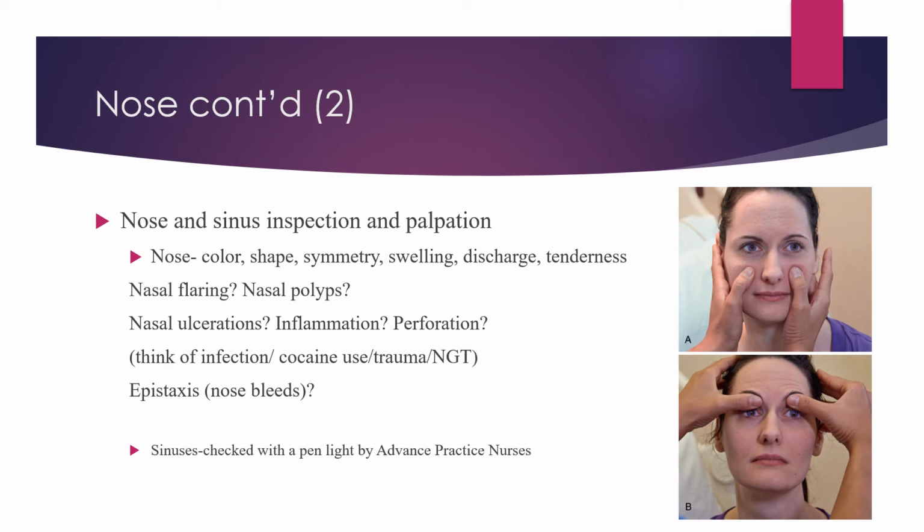During the assessment of the nose, you're going to inspect and palpate with the patient seated. You'll use a pen light to examine each naris and the surrounding structures. Using an otoscope or a nasal speculum would allow you to assess deeper into the nares, but that would be an advanced practitioner's role. You want to assess for any tenderness or swelling of the sinus cavities. Note any nasal flaring, presence of nasal polyps or ulcerations, any perforation noted, and of course, history of epistaxis or nosebleeds.